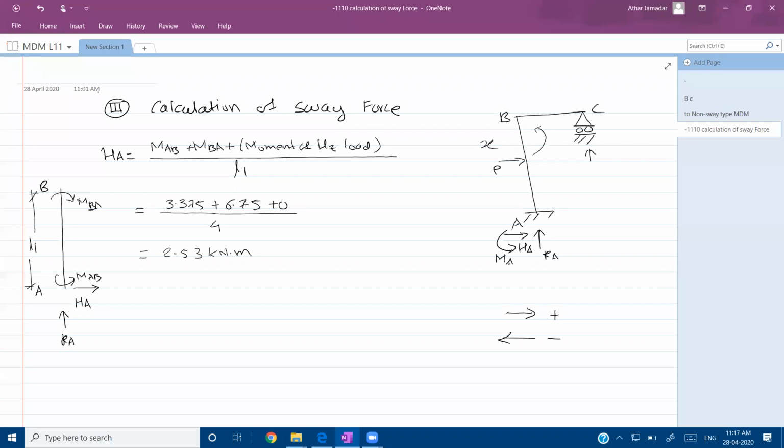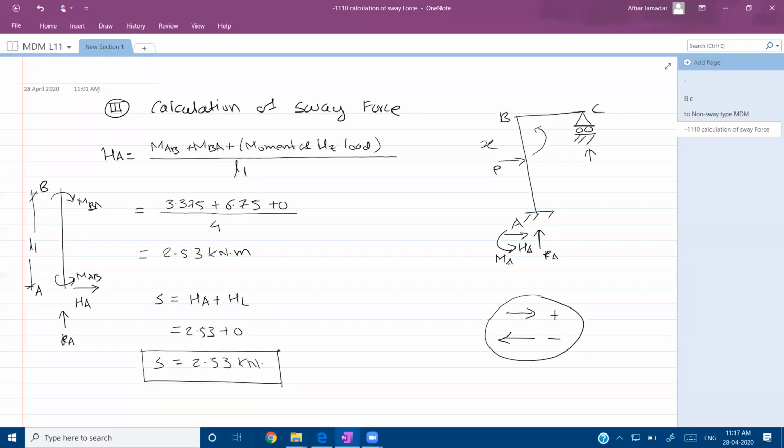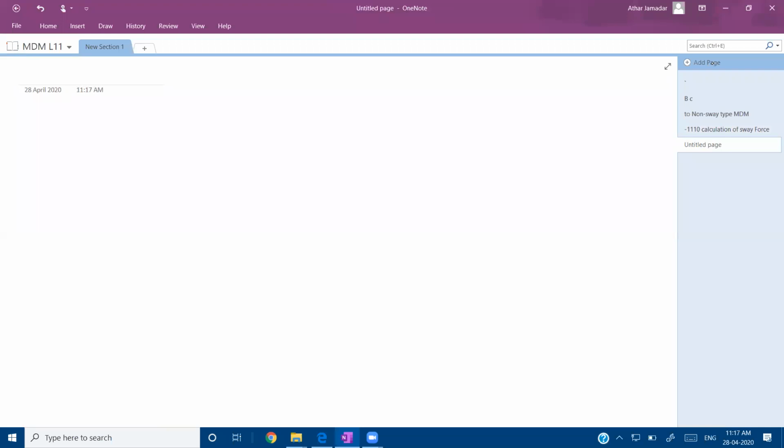Now we will calculate the sway force S, that means the unbalanced force acting on the portal frame. So this S is going to be Ha, that means the horizontal reaction, plus the horizontal loading on the portal frame, and for this we are using this sign convention: forces going towards right are positive, forces going towards left are negative. So this Ha here is 2.53 and horizontal loading is 0. So directly we can say the sway force is 2.53 kilonewton. This is the sway force acting on the portal frame due to the given loading, which we need afterwards. After this there will be the fourth step of sway analysis.